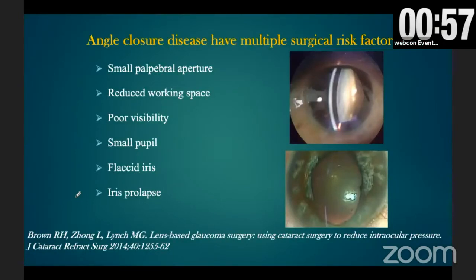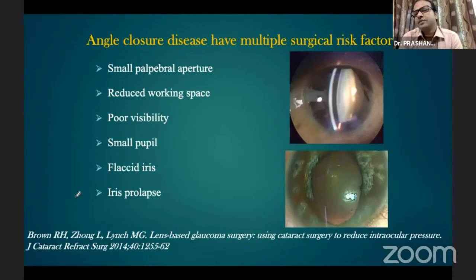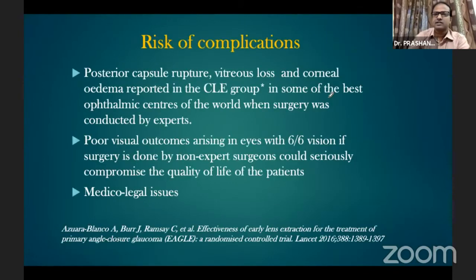Also, doing phacoemulsification or cataract extraction in angle closure disease has multiple risk factors. They have a shallow anterior chamber, a small pupillary aperture, a small pupil, a flaccid iris. So there is a huge risk in doing surgery in such patients. In this study, they have also documented cases of posterior capsule rupture, vitreous loss, corneal edema. So visual acuity deteriorated.